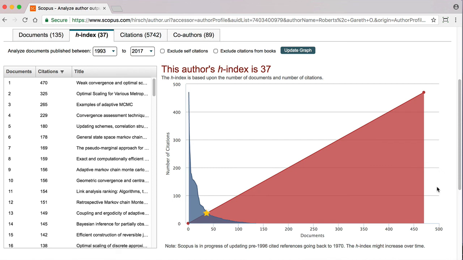Note, more recent papers are unlikely to have been published for long enough to have gained any citations, and as these papers gain new citations, Professor Roberts' H-index will always be changing.